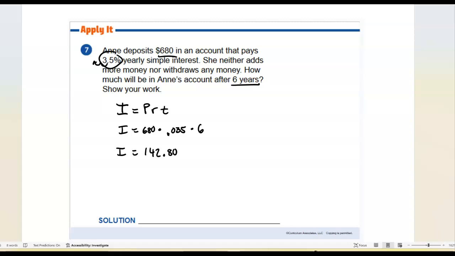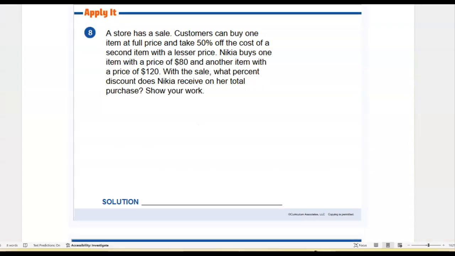Now to figure out how much is in her account, take this money and add it to what was originally in her account, which was the $680. And that will tell you how much is in her account right now. $822.80.